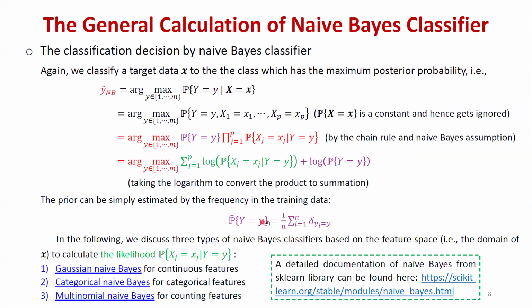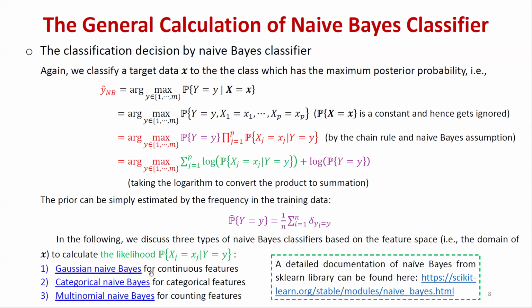It's super simple. And now the problem is how to calculate this green part. Because the green part depends on the space of my training data X given the label y. So we will discuss 3 cases: continuous features, categorical features, and counting features, corresponding to Gaussian naive Bayes, categorical naive Bayes, and multinomial naive Bayes correspondingly. And there's a detailed document for this in the scikit-learn library. If you're interested, you can just read it.